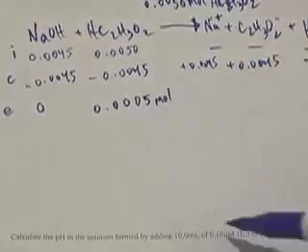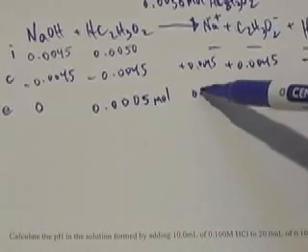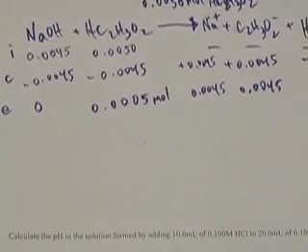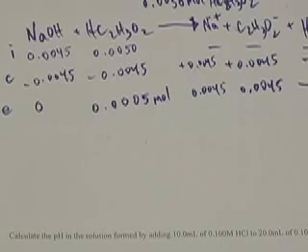0.0005 moles of this critter. This one we end up with 0.0045 and 0.0045 over here of this guy. We don't worry about that.